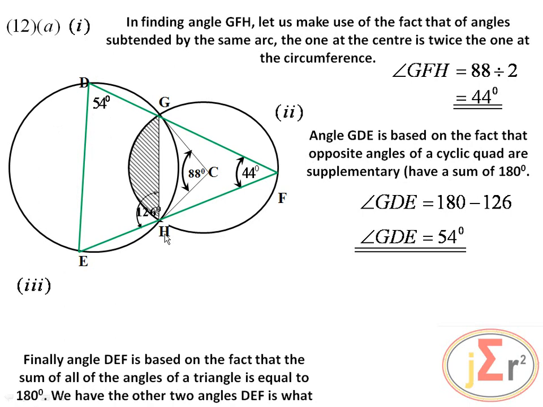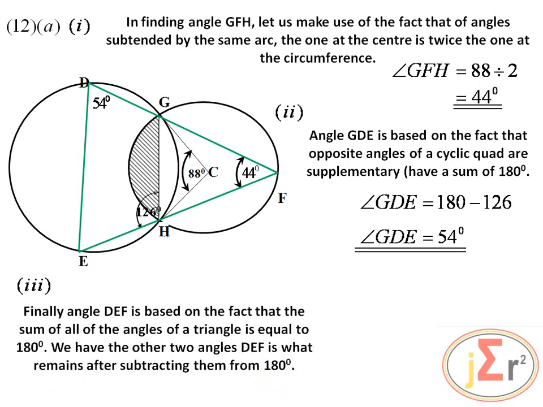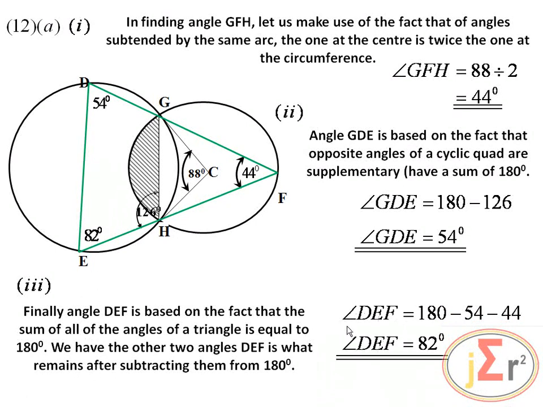So DEH, what do we know about it finally? Angle DEF or DEH is based on the fact that the sum of all of the angles of a triangle is equal to 180 degrees. We have the other two angles. DEF is what remains after subtracting them from 180 degrees. So we have this triangle in which we have 54 degrees here, 44 degrees here, and only this one is left unknown. Put them together, subtract them from 180, and we get 82 degrees. Very nice.